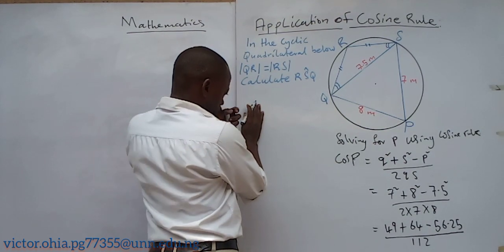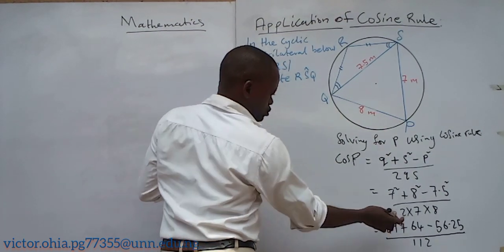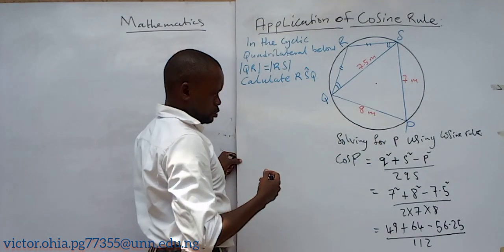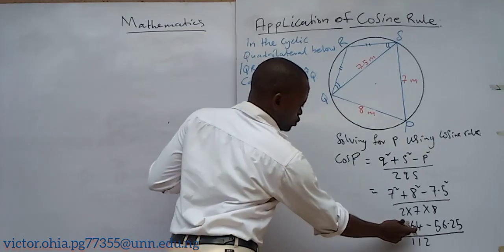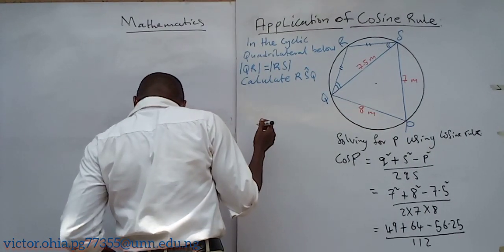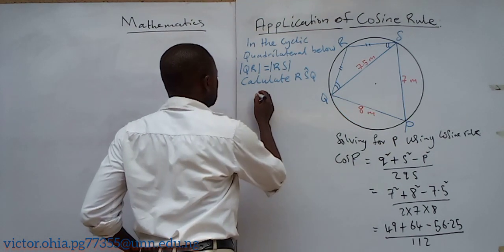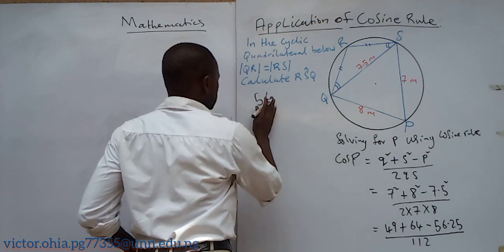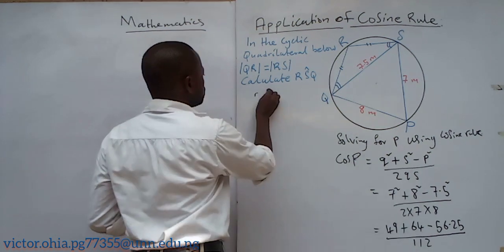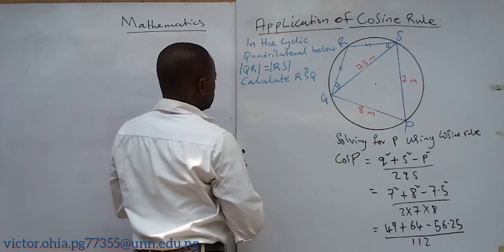49 plus 64. You can do it in your calculator, I'm sure you have one there. So 49 plus 64 minus this gave me 56.56. Excuse me. Let me write this first.